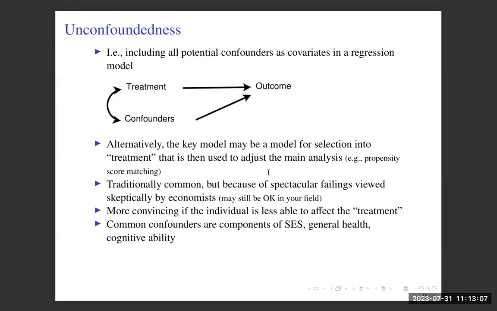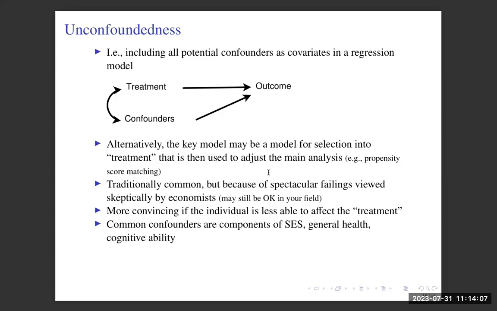Alternatively, you can also think of these confounders as affecting the selection into treatment. So the key model then would be the model where the confounders affect the treatment. And you can then use that to adjust your main analyses, and propensity score matching would be an example of that. So this is traditionally the most common way to estimate causal models, but there have been some spectacular failings of these, and that's why economists specifically view any kind of causal claim from just regression models on observational data very skeptically. But in your field, it might still be okay to do that.